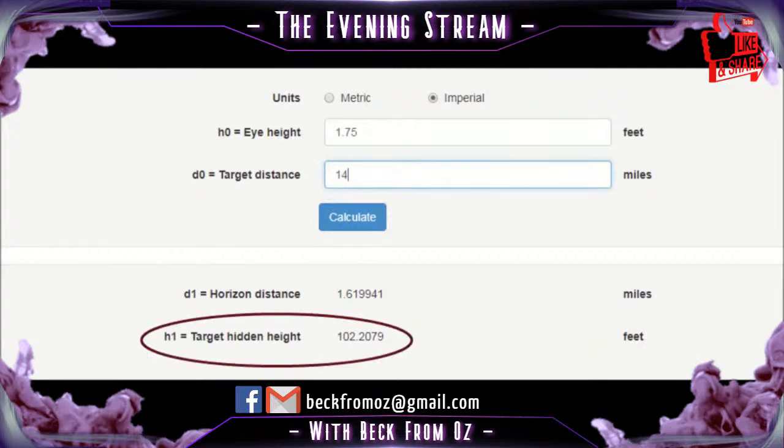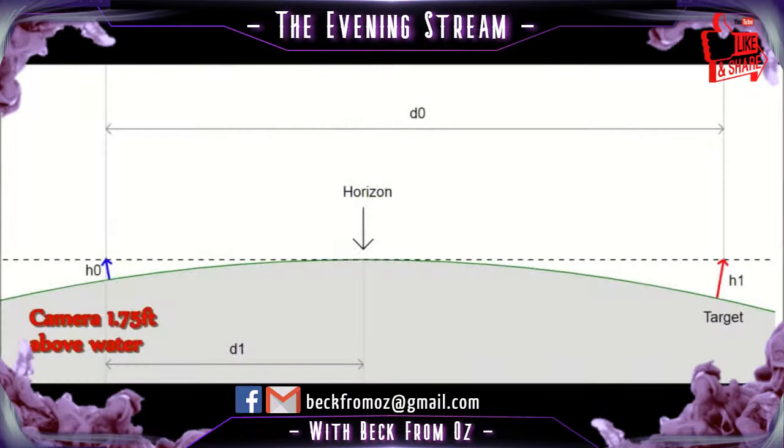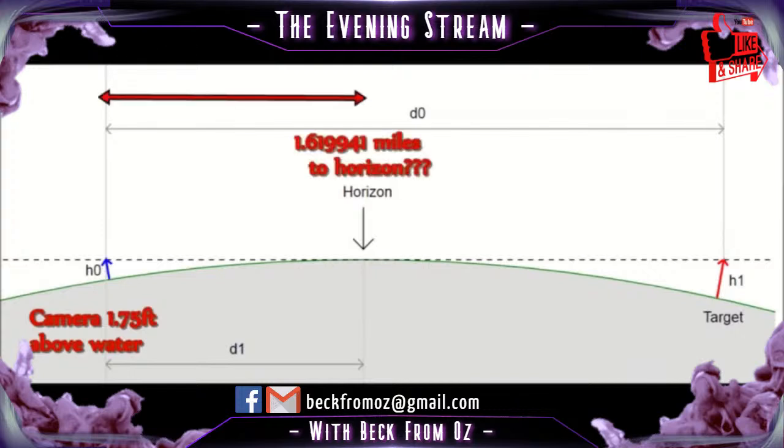I don't remember where this curvature calculator was, but what this is showing is the side view, if it was a curved earth. You have the camera, which is I guess H0, and the target is H1. And the horizon, this is where that 1.6 miles is supposed to be. D1 right there, from the distance of the camera to basically the tangent line of your line of sight, where it would be tangent with the surface of the water.